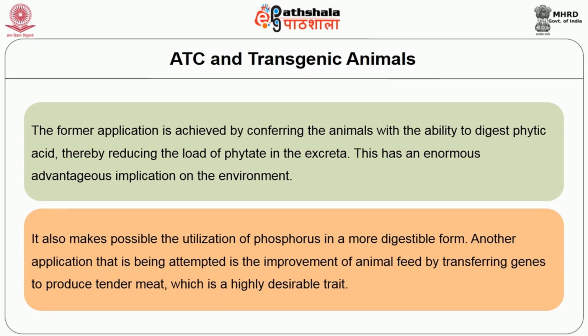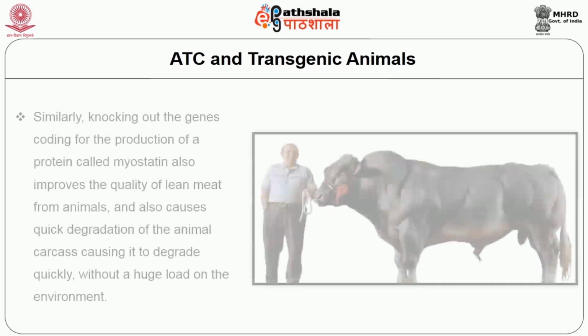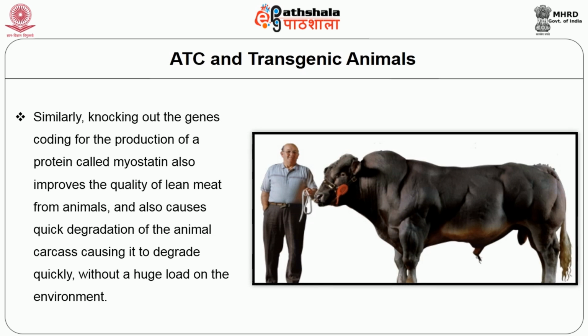Another application that is being attempted is the improvement of animal feed by transferring genes to produce tender meat, which is a highly desirable trait. Similarly, knocking out the genes coding for the production of a protein called myostatin also improves the quality of lean meat from animals and also causes quick degradation of the animal carcass, without a huge load on the environment.